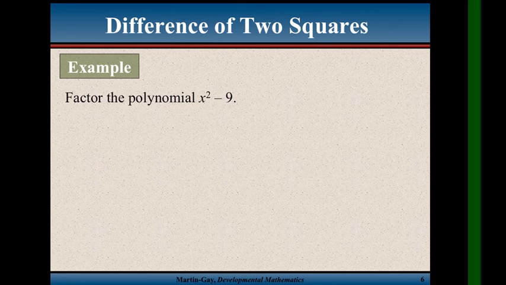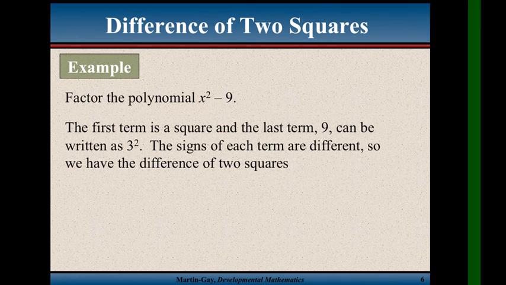Okay, for the polynomial x squared minus 9. Since it is negative, obviously, based on our given example, the first term is a square and the last term 9 can also be written as 3 squared. So the signs of each term are different, so we have the difference of two squares. Since the middle is negative, we have the difference of two squares. So x squared minus 9 is (x minus 3) times (x plus 3).